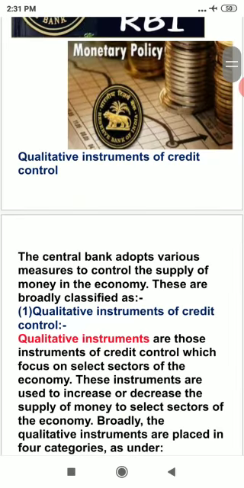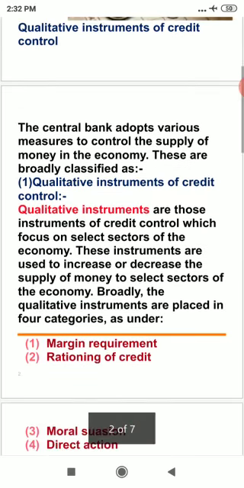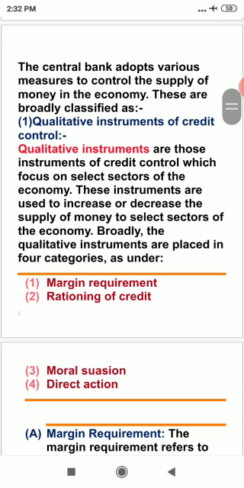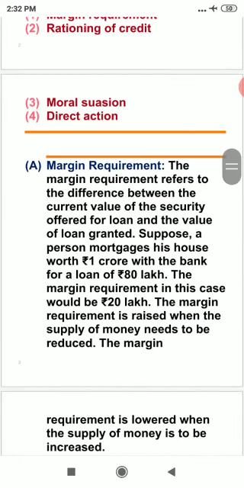The qualitative instruments focus mainly on select sectors of the economy. These are broadly classified into 4 subgroups. First is margin requirement. Second is rationing of credit. Third is moral suasion. Fourth and last is direct action. So let's proceed further. The first one is margin requirement.